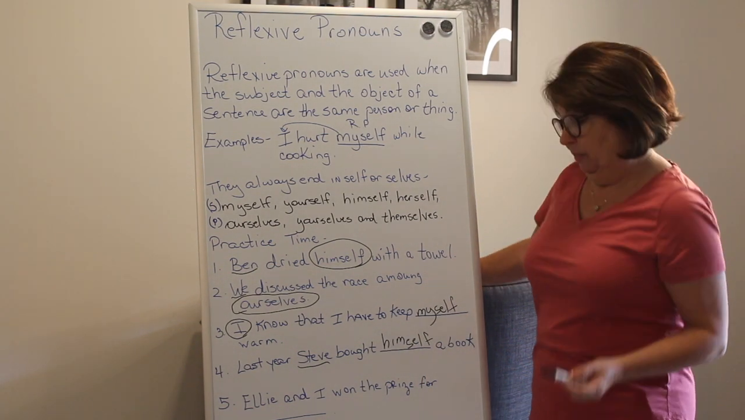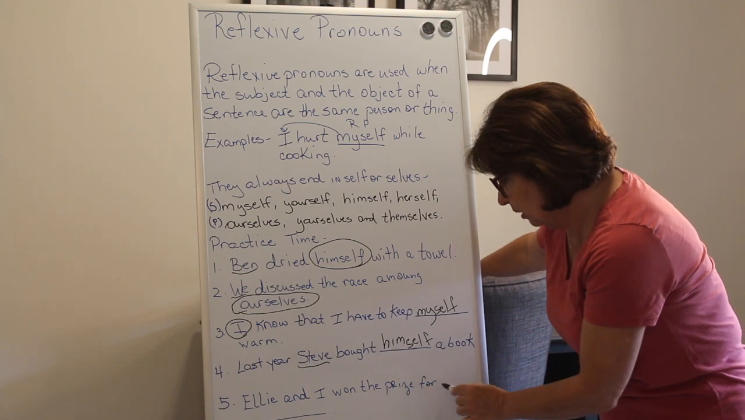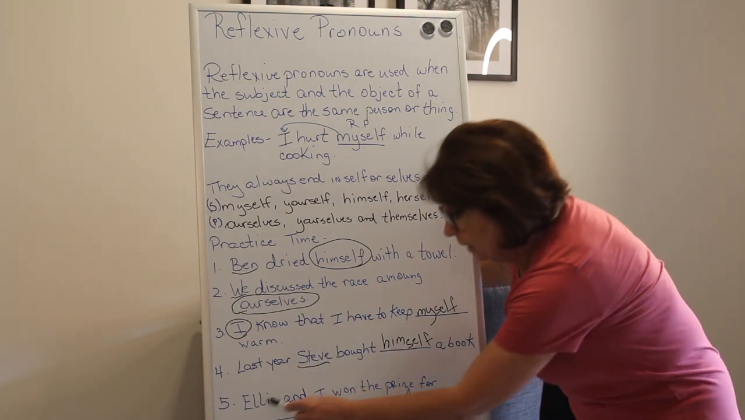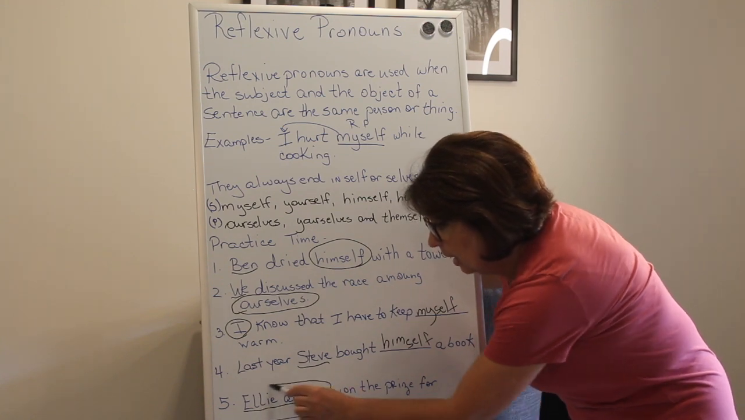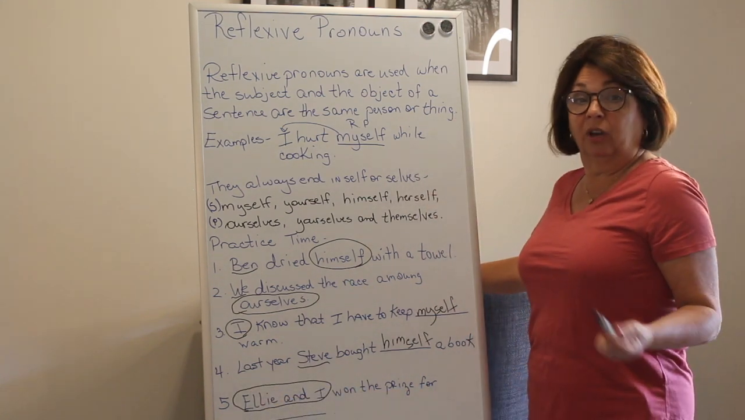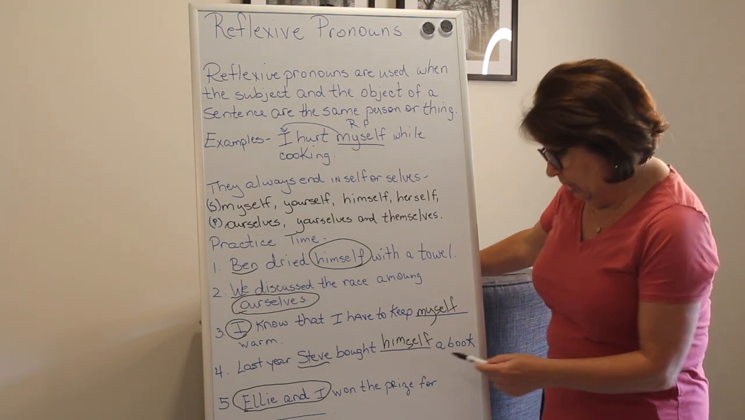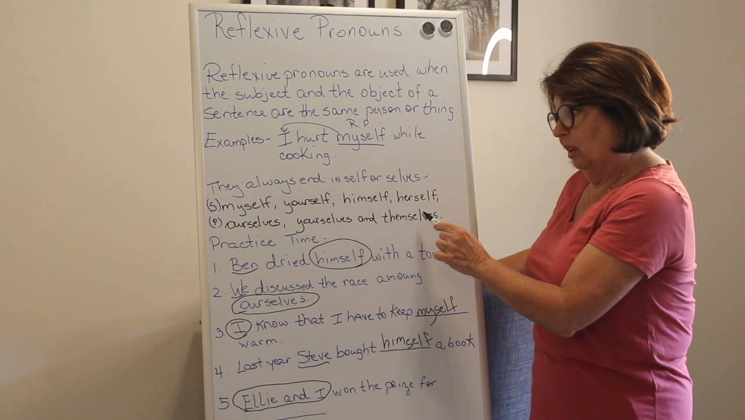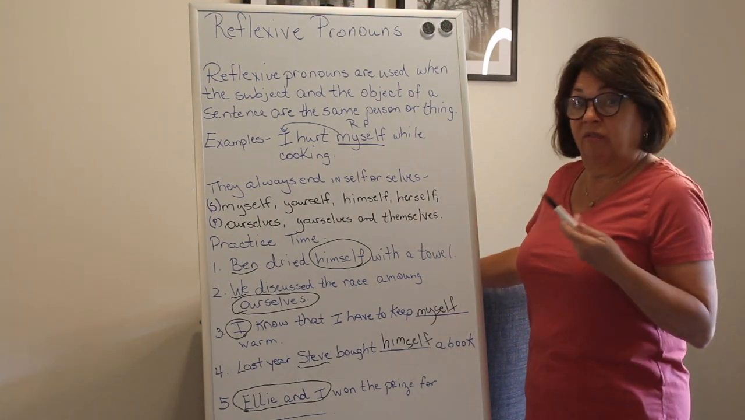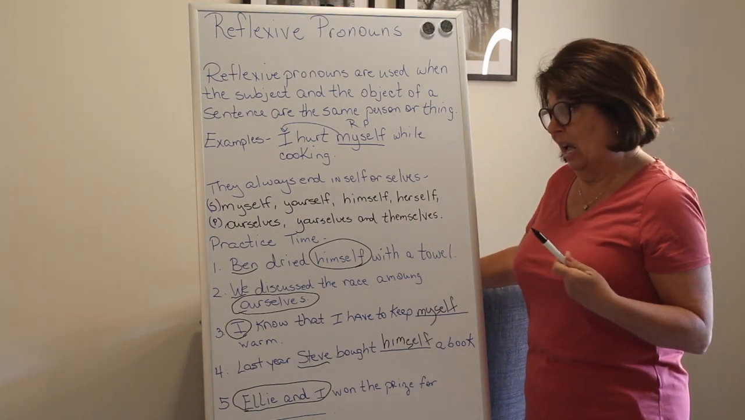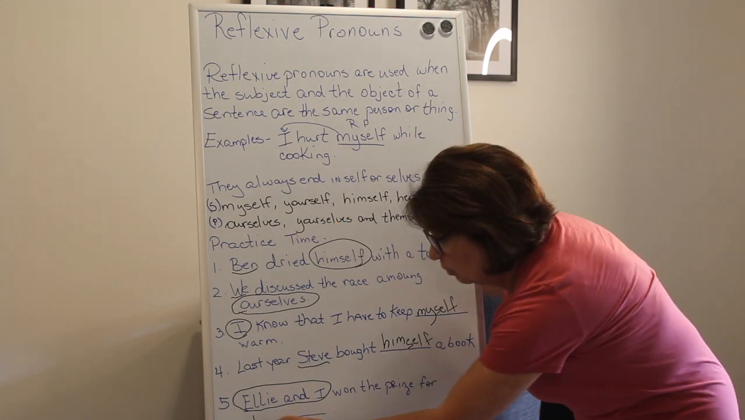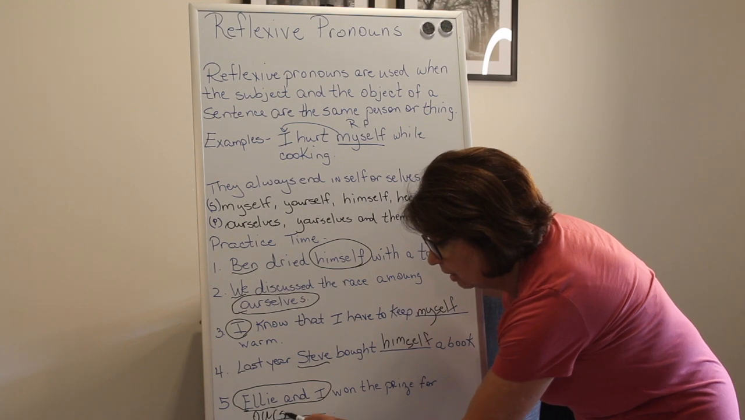All right, and finally, Ellie and I won the prize for blank. The subject in this sentence is Ellie and I. That's more than one, so we're looking at a plural. So Ellie and I won the prize for ourselves, yourselves, or themselves. Well, since we know we're referring to us because we have an I, it has to be ourselves. So Ellie and I won the prize for ourselves.